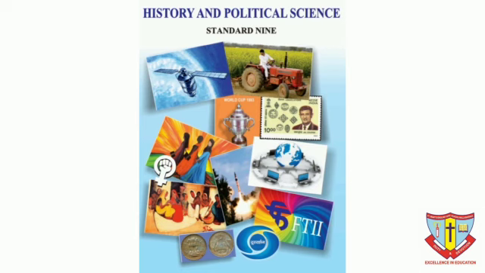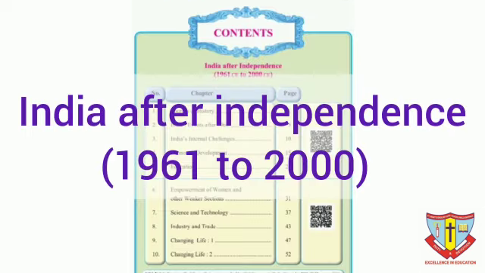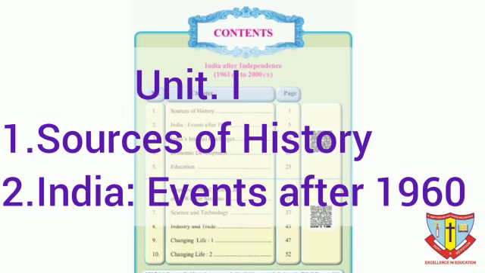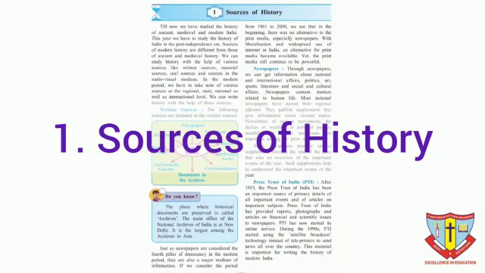This book covers the history of India after independence, that is 1961 to 2000, covering 10 chapters of history and 6 chapters of political science. Among these, we will study Chapter 1, Sources of History, and the second chapter, India Events after 1960, for Unit 1. Now we shall start the first chapter, Sources of History.